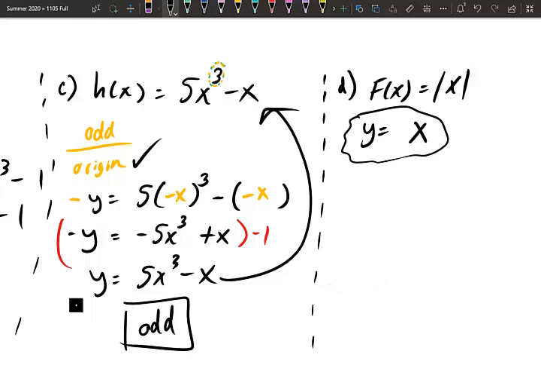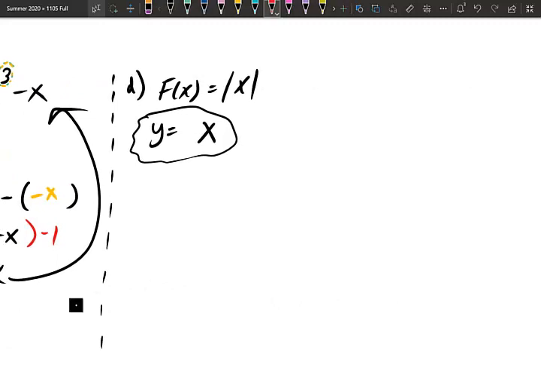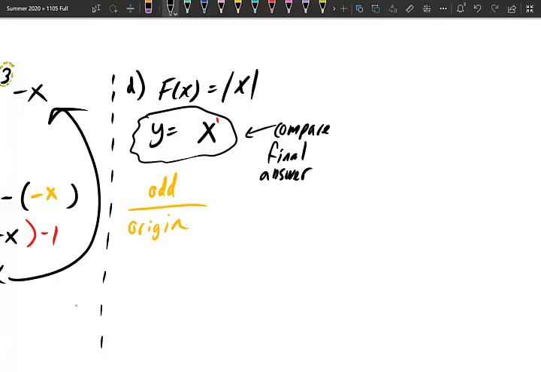So there is no exponent here, but there kind of is. There's a 1 there. Since there's a 1 there, let's try odd first. So odd is origin. All right, we're going to test origin.